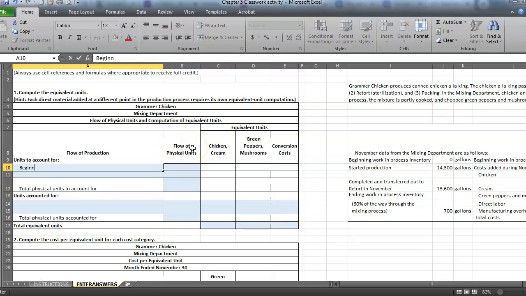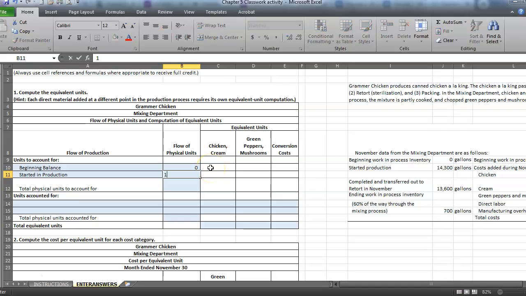We want to start by determining if there's a beginning balance. In this case, we don't have one, but I want to just use the spreadsheet to fill in information, because there are sometimes when you have beginning WIP balances, and sometimes you don't. So in this case, we don't have any, but we have also found out that we had some units that were started in production, which I get from right here, 14,300 gallons.